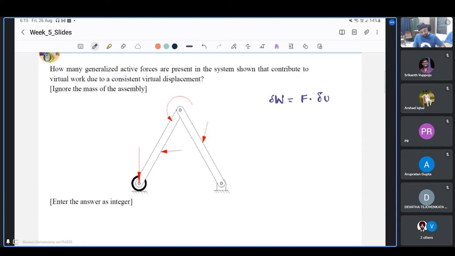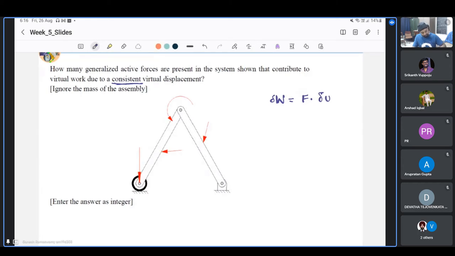So if we see this question, how many generalized active forces are present in this system, as shown, that contribute to virtual work due to a consistent virtual displacement given. What would be an inconsistent case here? That we apply a virtual displacement that basically leads to loss of contact here. So that is a virtual displacement that is not allowed. The question already says that the virtual displacement that has been given to the system is consistent with the constraints of the system. And which are the forces that will contribute to its virtual work?